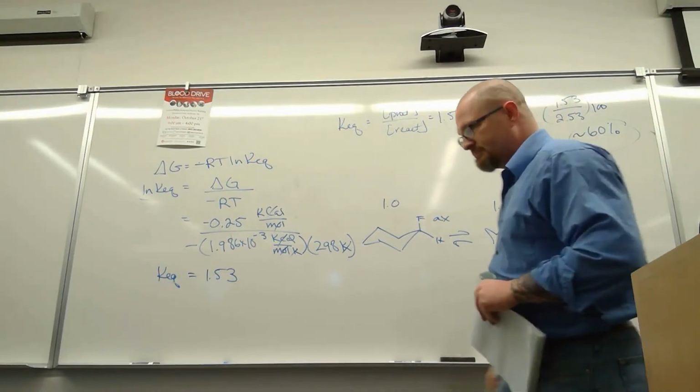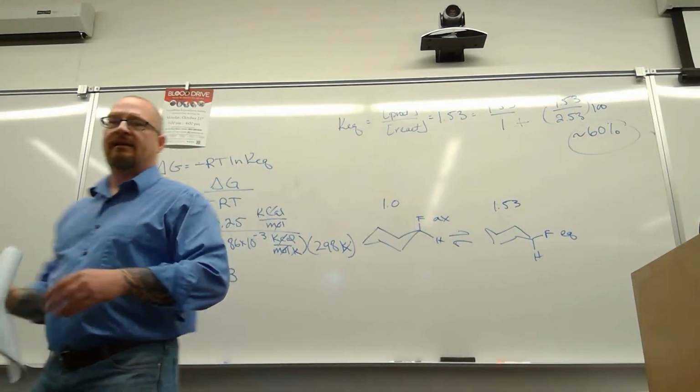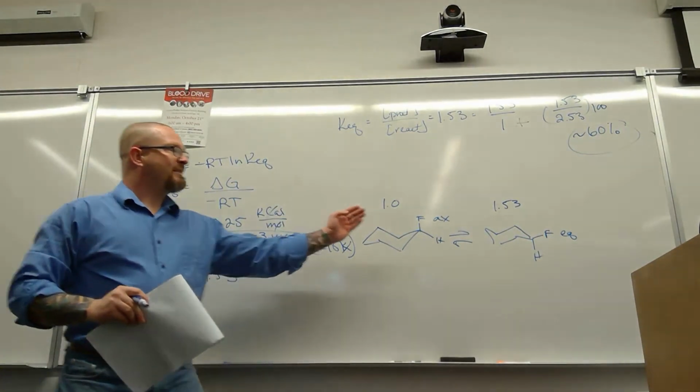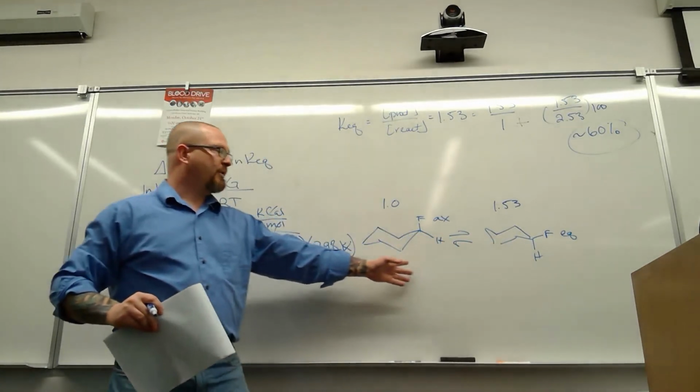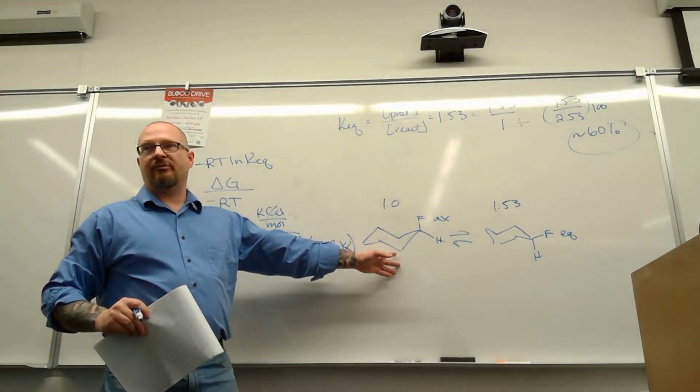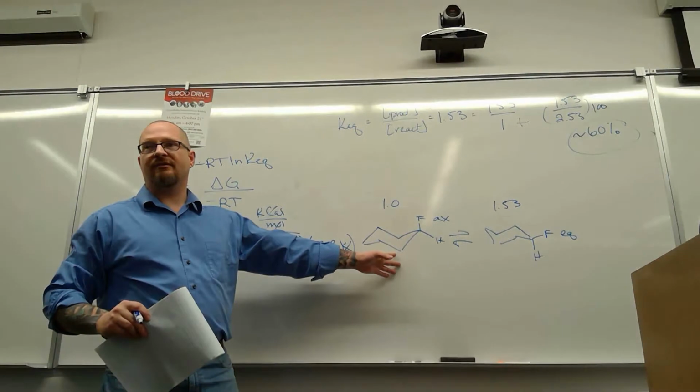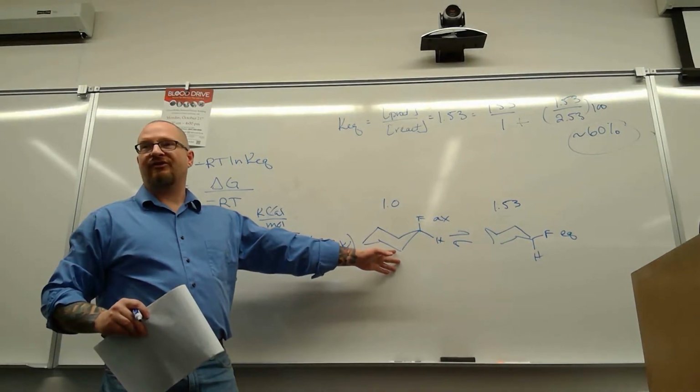60%. So you can see that we're just slightly favoring the product. It's a 60% to 40% relationship in this case because the degree of 1,3-diaxial interaction is pretty small.